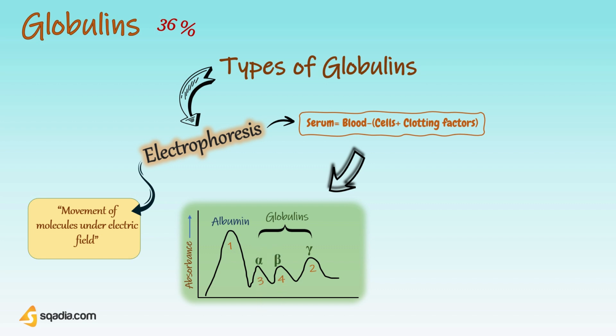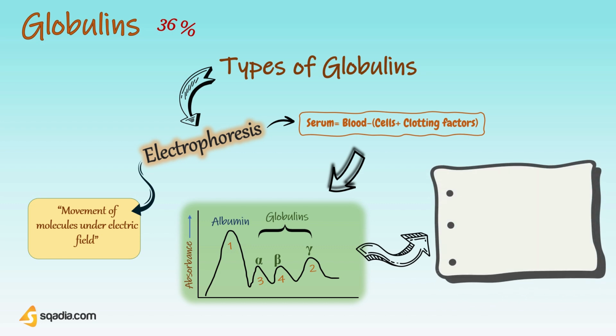So we can say there are three types of globulins in blood plasma: alpha, beta, and gamma globulins. The normal concentration of alpha globulin is 0.1 to 1.1 gram per deciliter.